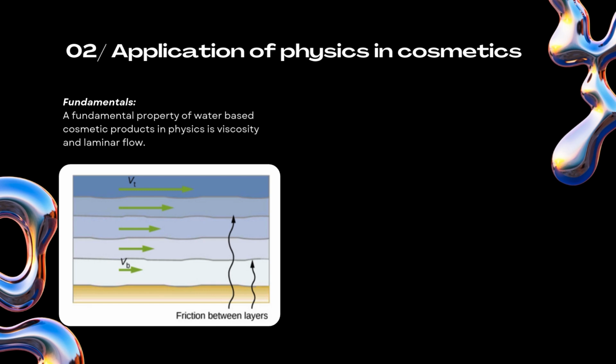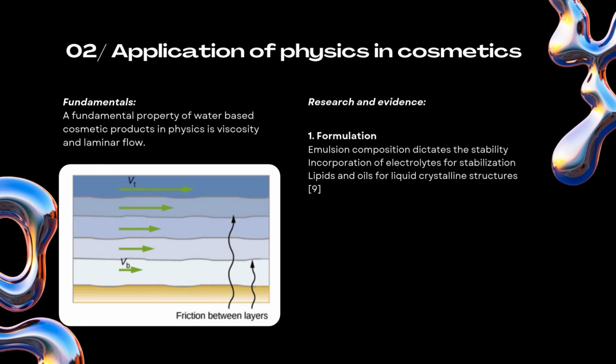So, continuing on with the application of physics in cosmetics, here's some current research and evidence scientists have made. At one, we have formulation. So, one study shows that emulsion composition, which is the ingredients in your product, heavily dictates the stability. One way that they found helped stabilize the products was the incorporation of electrolytes. They also tell us that lipids and oils are necessary for liquid crystalline structures. These liquid crystalline structures increase the viscosity of the system and overall help keep it stable.